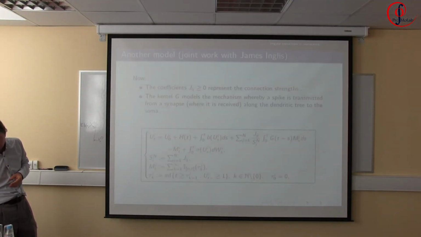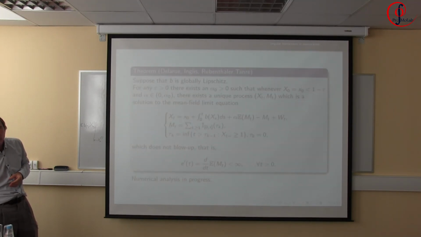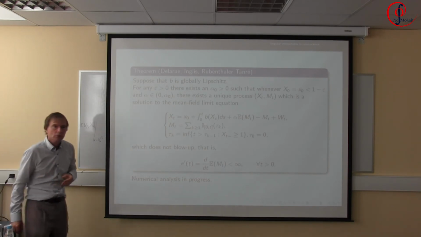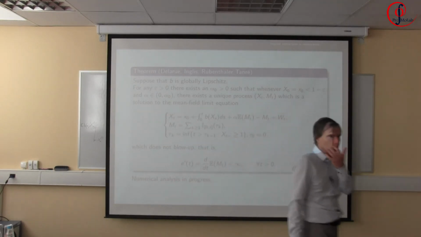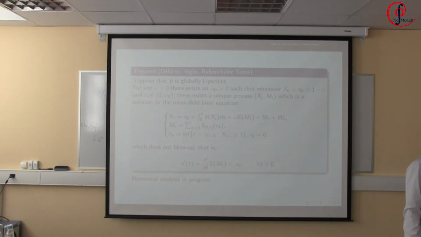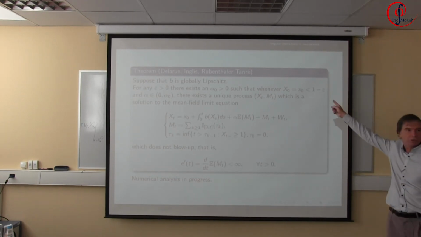Actually, is it important that you have one point, or could it be some mixture of Diracs? Some mixture of Diracs? What do you mean? A probability distribution of Diracs, for instance. At time 0?